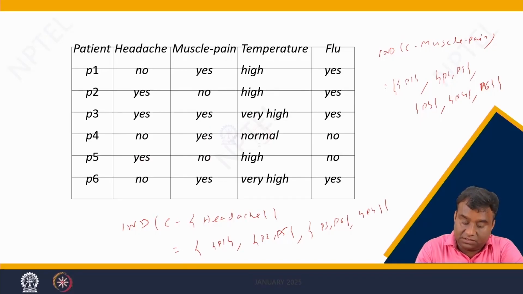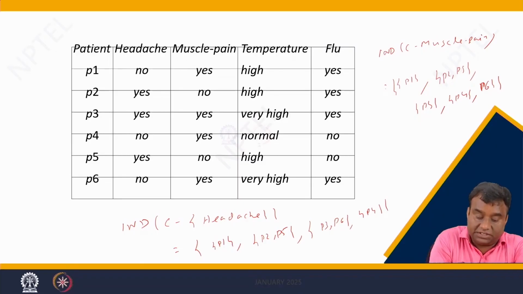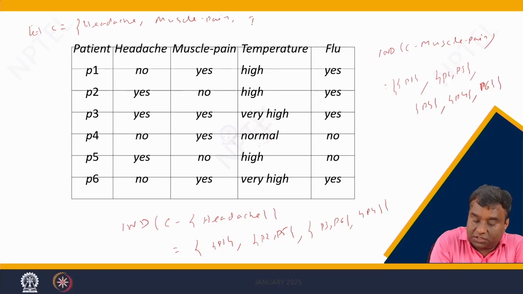For P5: yes, no, high, no. For P6 headache is no, muscle pain yes, temperature is very high. So try to find the indiscernibility relation of R, that is headache, muscle pain, temperature, and then C minus each of them. First, let C equal to headache, muscle pain, temperature. So find the indiscernibility relation of C.